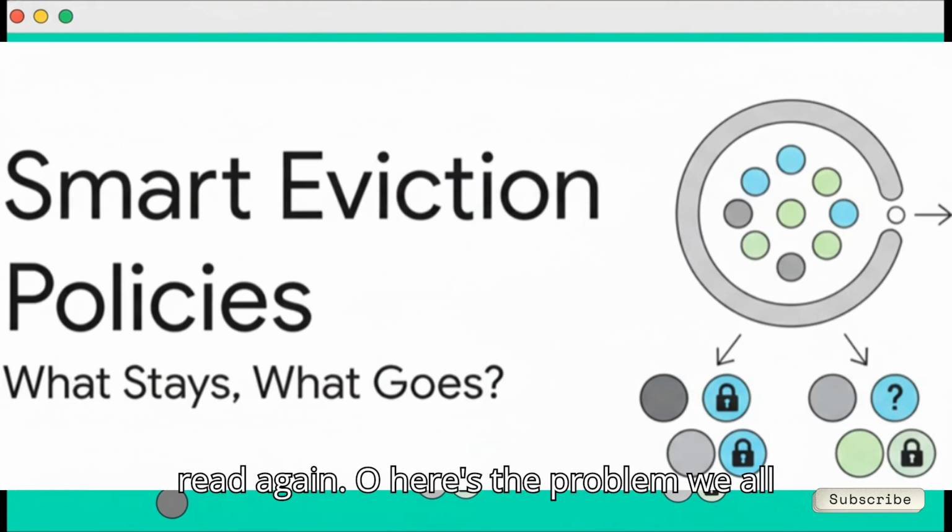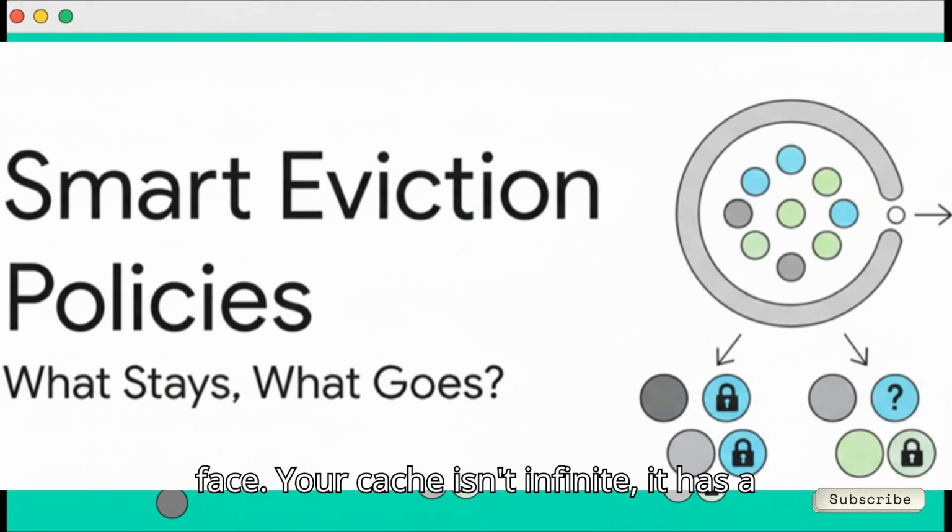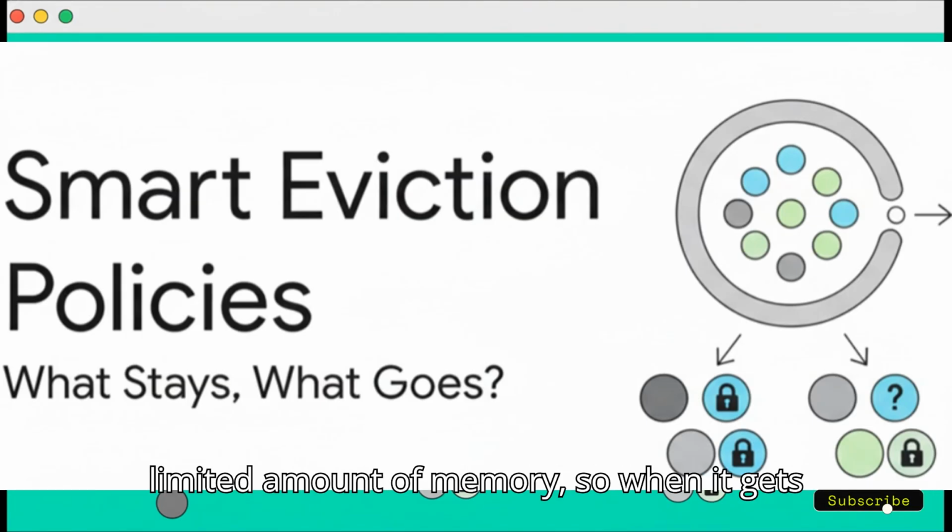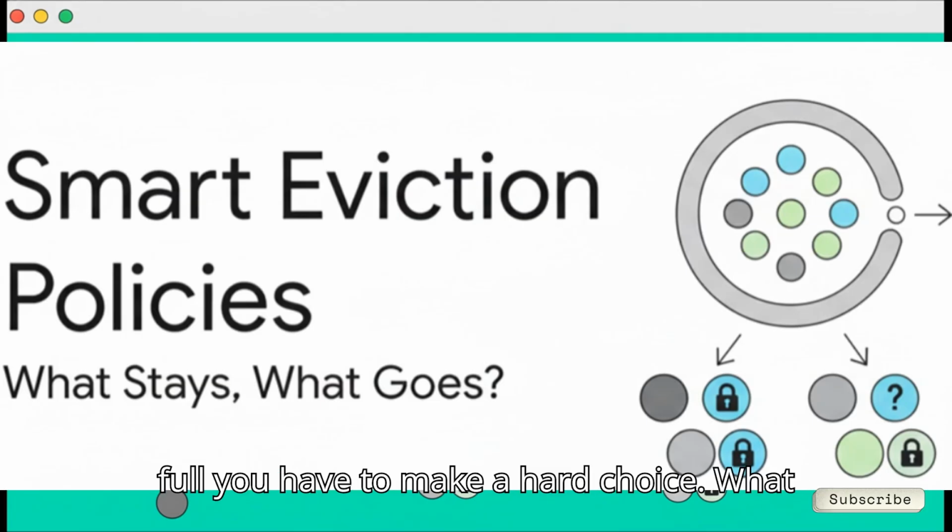So, here's the problem we all face. Your cache isn't infinite. It has a limited amount of memory. So when it gets full, you have to make a hard choice.